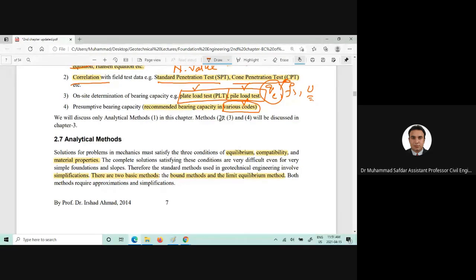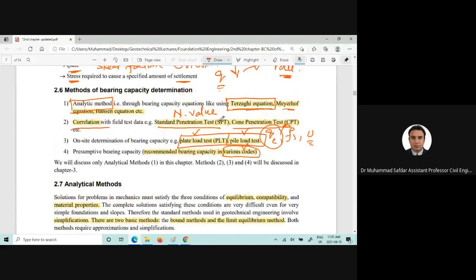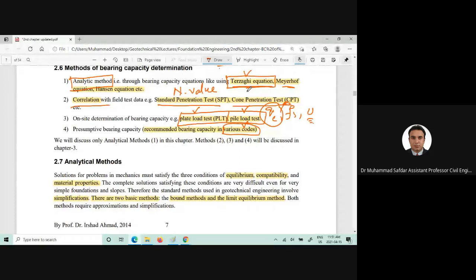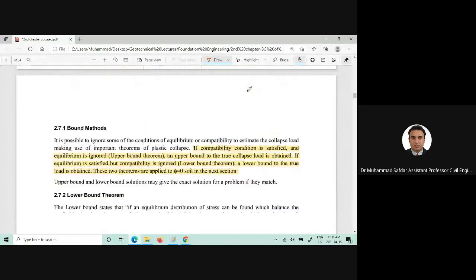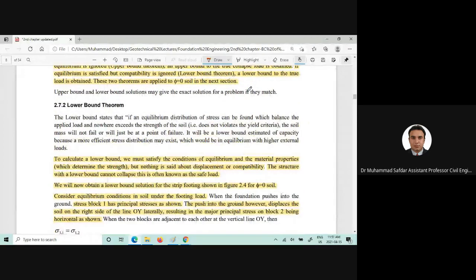Now, going to the analytical methods, there are different bounds methods. Now we will start with a very simple estimation of the bearing capacity, and then we will end up with Terzaghi's bearing capacity equation, in which we will find out the ultimate bearing capacity of the soil. Now in the bounds method, there are two types.